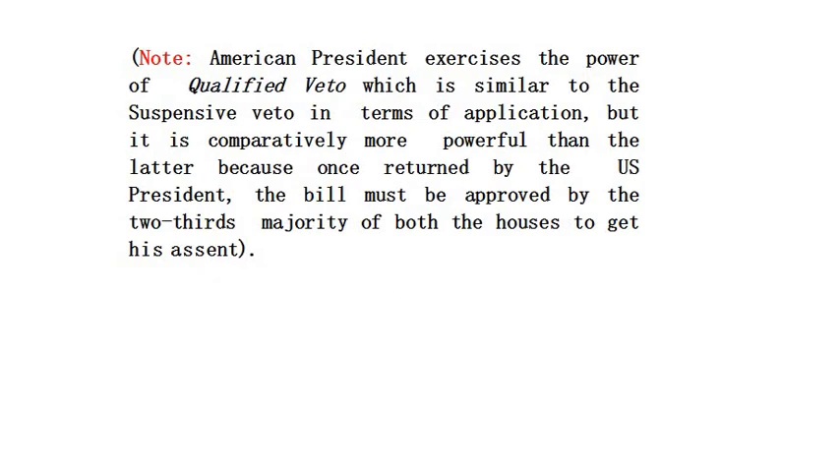Note, the American presidents exercise the power of qualified veto that I told you about, which is similar to the suspensive veto in terms of application, but it is comparatively more powerful than the latter, because once returned by the US president, the bill must be approved by a 2/3 majority of both houses to get his assent.